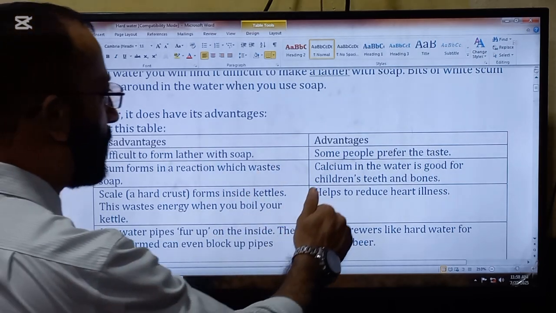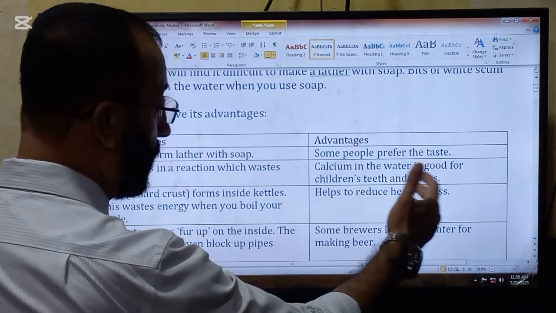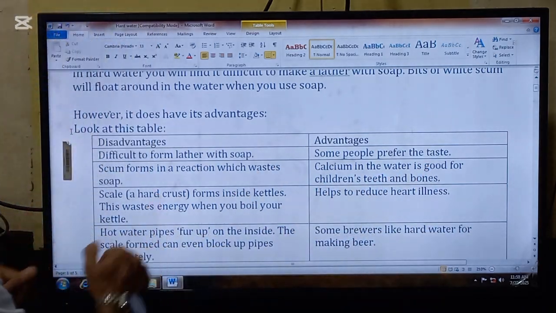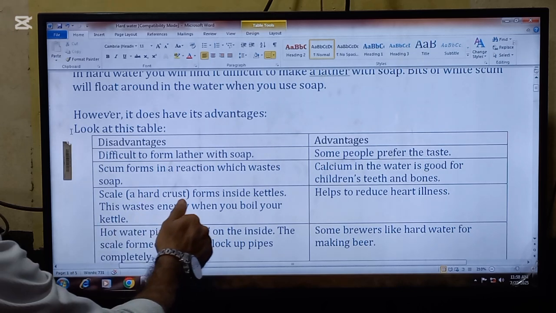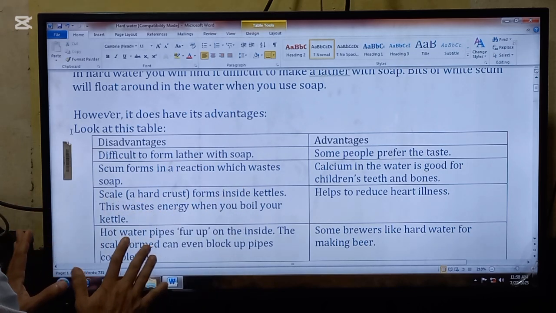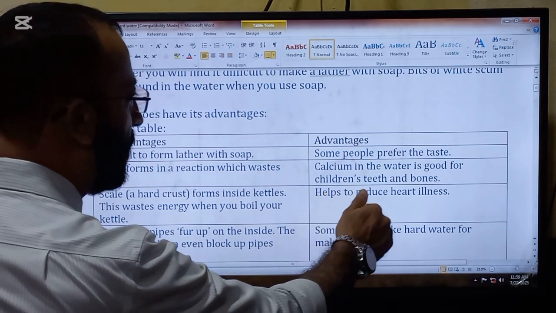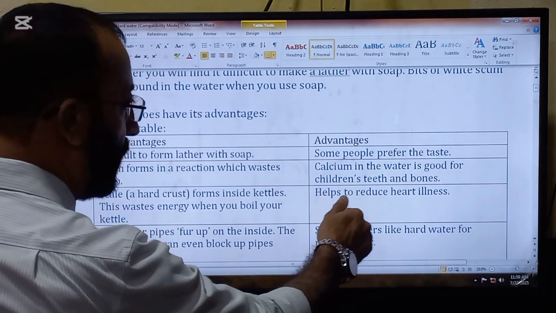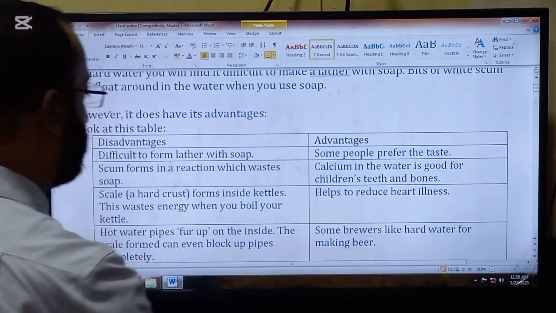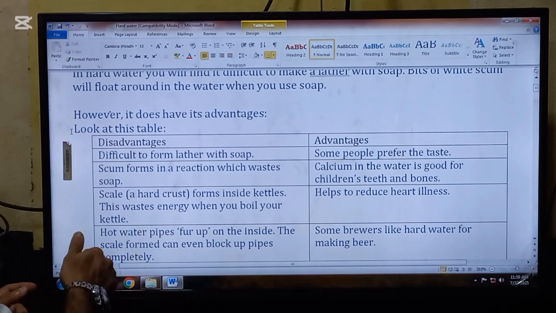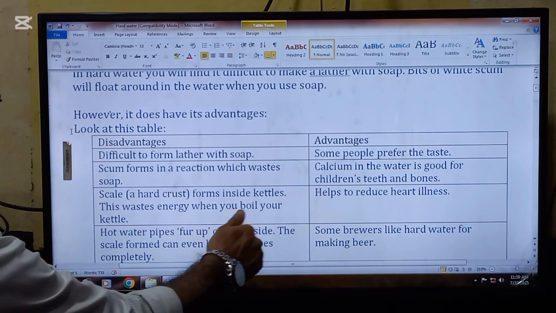So the advantages: some people prefer the taste. Some people like its taste. The disadvantage comes from a reaction which wastes soap. So this is a wastage of money. But the advantage: calcium in the water is good for children's teeth and bones. Disadvantages: scale, a hard crust, forms inside the kettles.